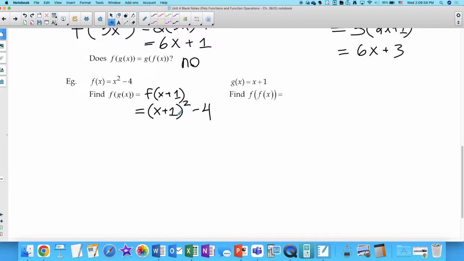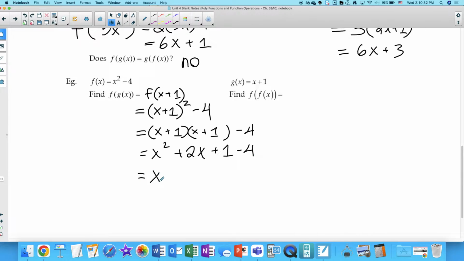Okay. Now I have to evaluate this, or sorry, I keep saying evaluate. I'm not evaluating it, I'm simplifying it, right? Because at the end of the day, this one is going to work out to be quadratic. So we would probably simplify this. So if I expand x plus 1 squared I'm going to get x squared plus x is plus 2x plus 1 minus 4. And so that works out to be x squared plus 2x minus 3.